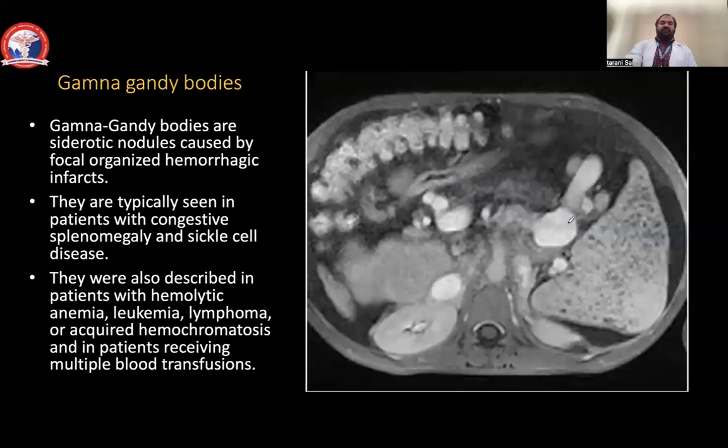These are the Gamna-Gandy bodies, which are multiple tiny nodular, miliary nodule type lesions scattered all around the spleen. They were described in patients with hemolytic anemia, lymphoma, and acquired hemochromatosis in patients who received multiple blood transfusions.